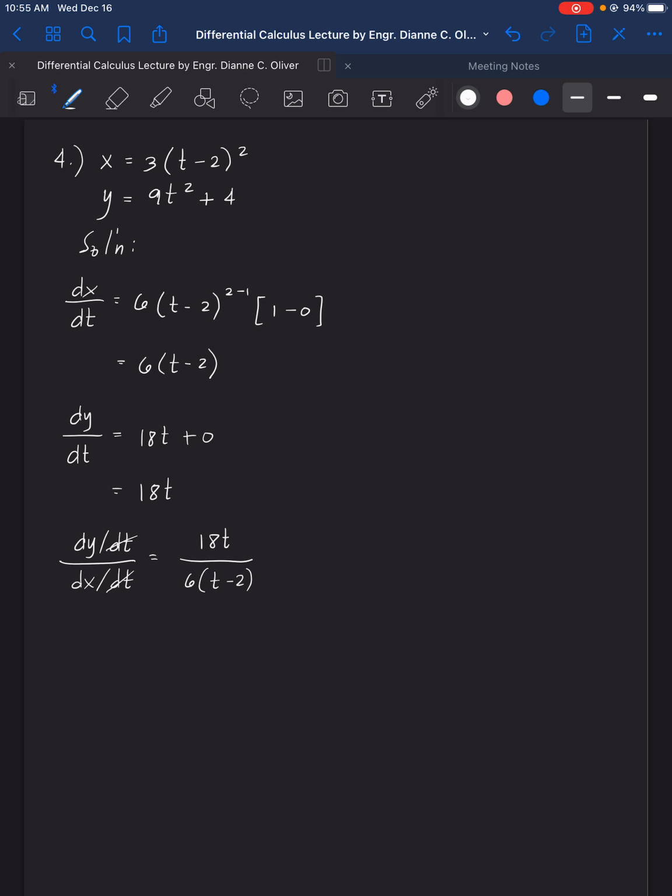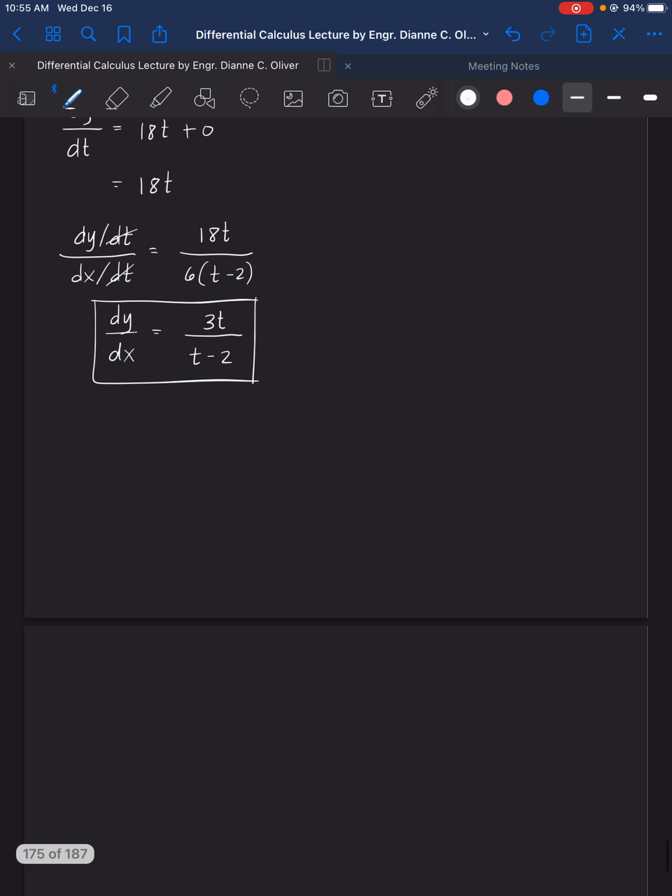So cancel dt there. We have dy dx left. So cancel out, so reduce this one. So what's left is 3t over t minus 2. This is the first derivative.